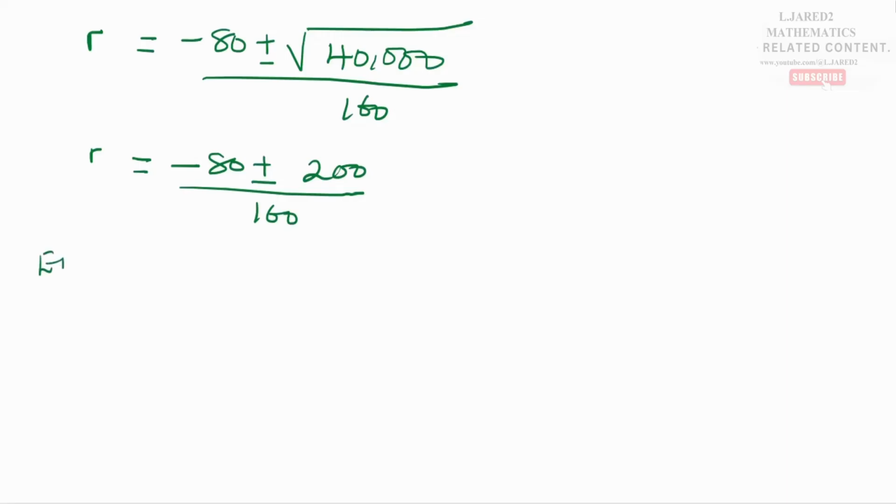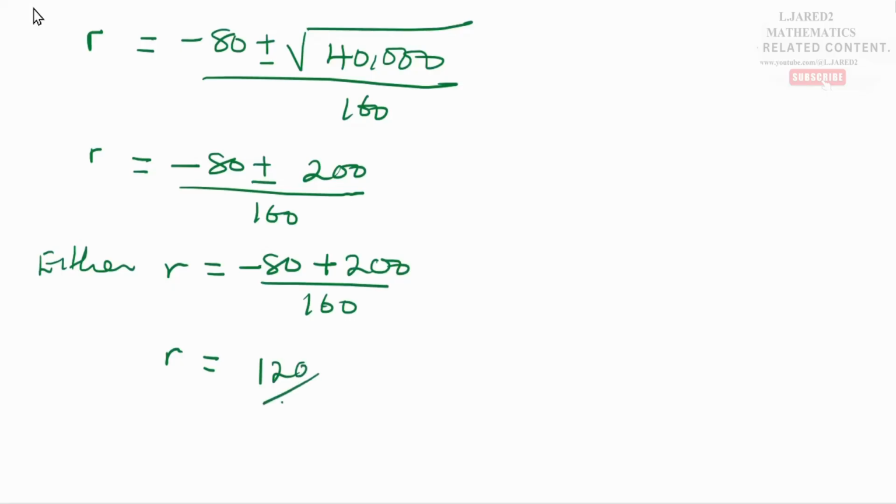You can now say that either the R is going to be equal to the negative 80. Let us first consider the plus, maybe. So plus 200 divided by the 160. If I simplify that, I'm getting R being equal to positive 120 divided by 160, which eventually gives me the result to be 0.75, and this is the same as 3 out of 4. So that is the either part.